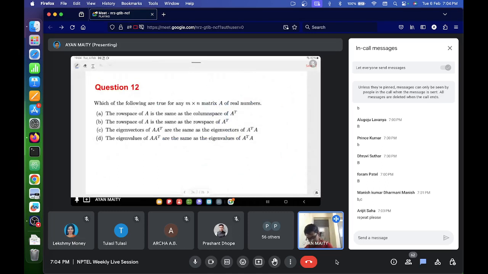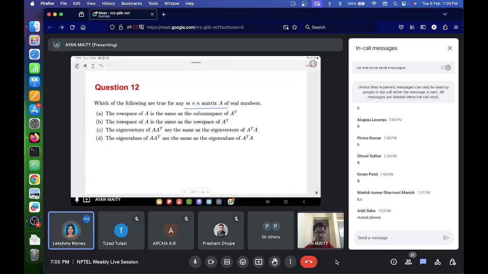Question 12. Which of the following are true for any m cross n matrix A of real numbers? A: The row space of A is the same as the column space of A transpose. B: The row space of A is the same as the row space of A transpose. C: The eigenvectors of A transpose are the same as eigenvectors of A transpose A. D: The eigenvalues of A transpose are the same as eigenvalues of A transpose A. Multiple options may be correct in this question.